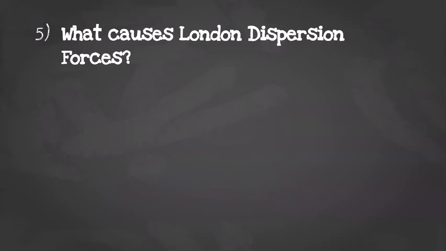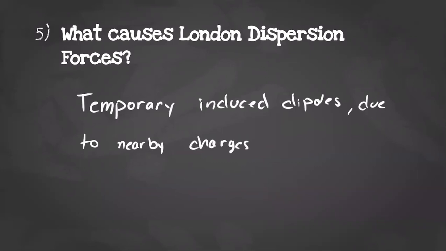So what causes London dispersion forces? Simply put, London dispersion forces are temporarily induced dipoles, and this is due to nearby charges. The key word is temporary. Just like when you rub a balloon against your hair, some of your hair sticks to the balloon, but it's not permanent. When molecules come close to each other, they will create these temporary dipoles, but once the molecule passes, it'll go back to normal.